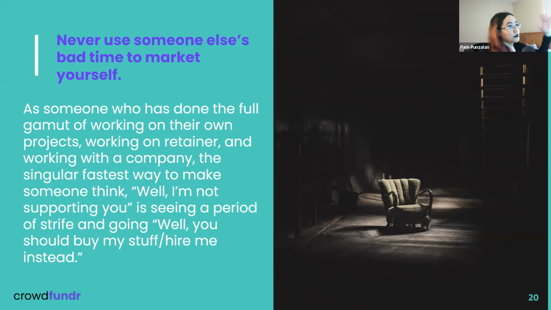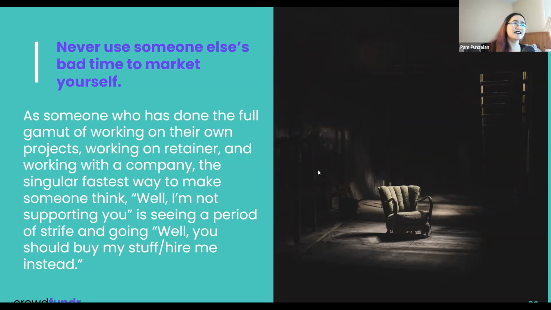So let me go into the spiel. As someone who's done the full gamut of working on their own projects, working on retainer and working with a company, so I have the full length of experience here, might not be as experienced as others, but I've been around the block. The singular fastest way to make someone think, well, I'm not supporting you, is seeing a period of strife and going, well, you should buy my stuff or hire me instead. Things like, this is why they should just get me. Do you really think a company is going to be impressed by that? Or a publisher, if you're going to give them your game? I don't think so.